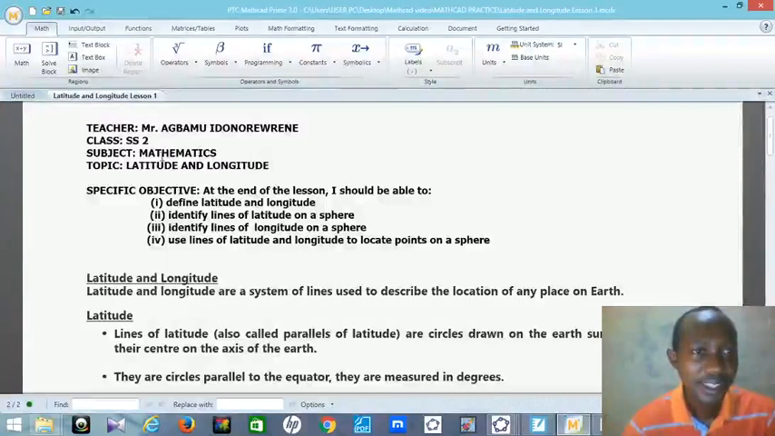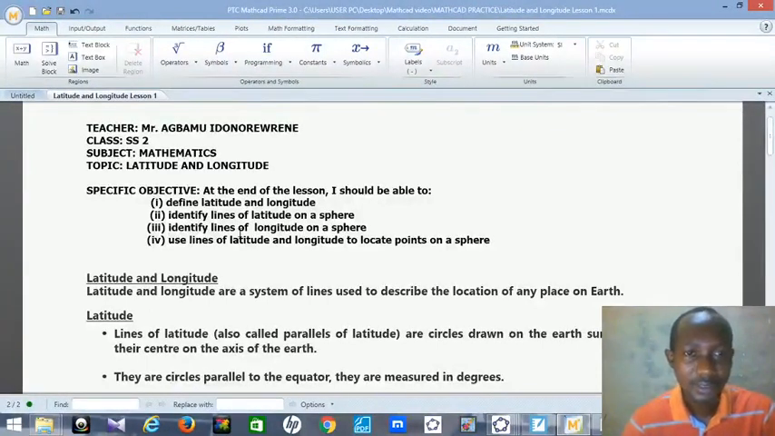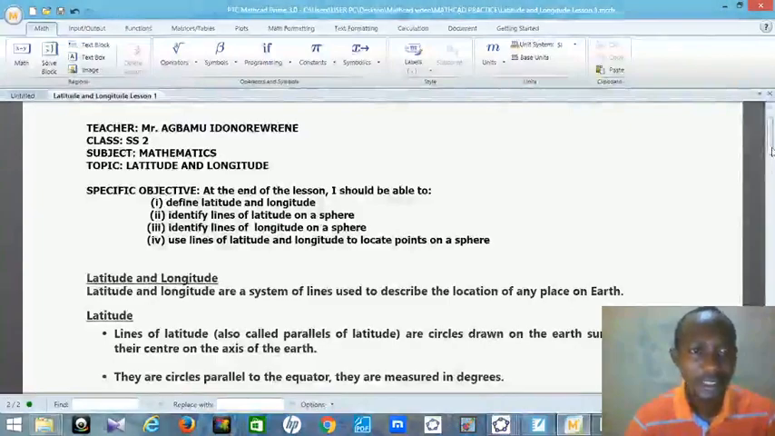I am here to present a lesson in mathematics titled Latitude and Longitude. And in today's class, my objectives are to define latitude and longitude, to identify lines of latitude on a sphere, and to identify lines of longitude on a sphere. Then use the lines of latitude and longitude to locate points on a sphere. Okay, let's go straight to the class.